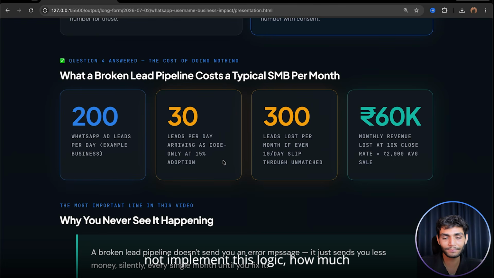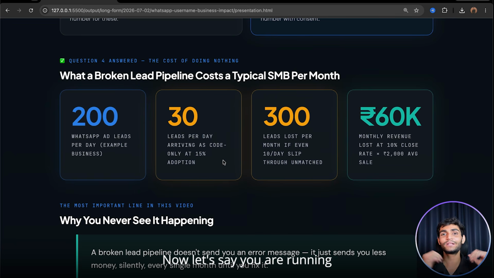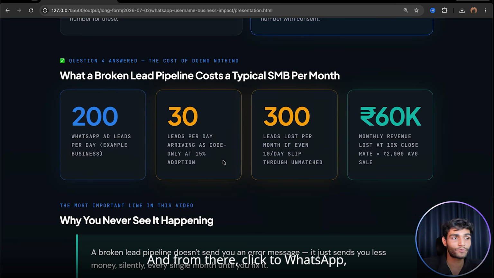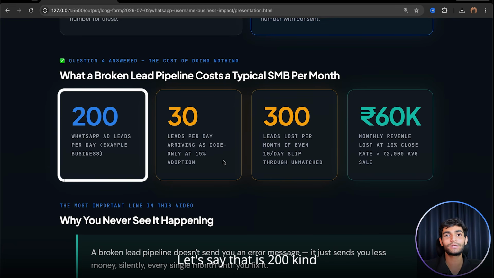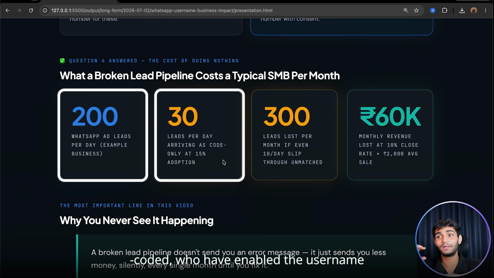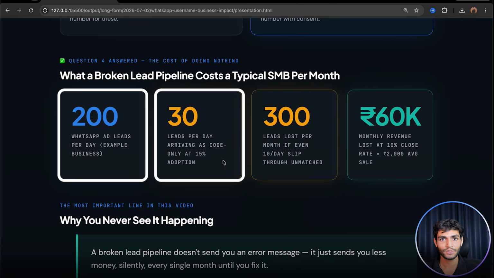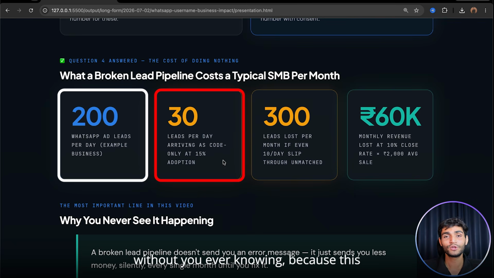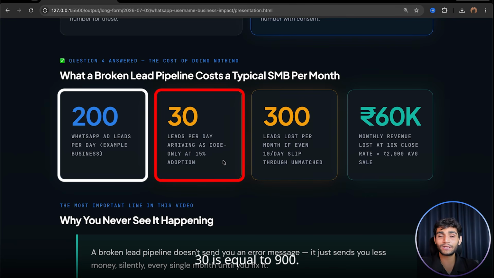Now let's say you do not implement this logic, how much money will you lose? We'll take some assumptions. Let's say you are running ads on Instagram or Facebook, click to WhatsApp, and you are getting messages on your WhatsApp, let's say around 200 per day. Out of that, let's consider 30 leads who have enabled the username. For them you won't be getting the phone number, and you have not handled this information. So 30 leads are directly lost without you ever knowing, because this won't throw any kind of error. Now if you consider 30 into 30, that is equal to 900.